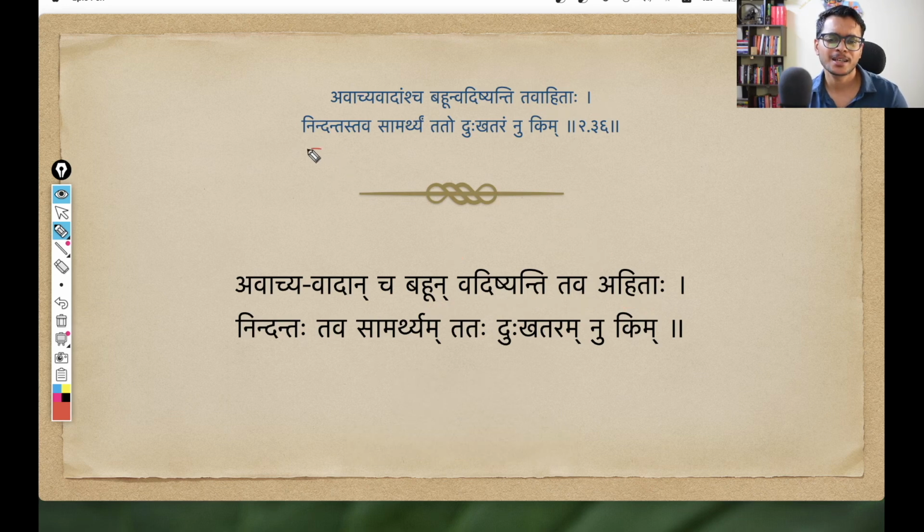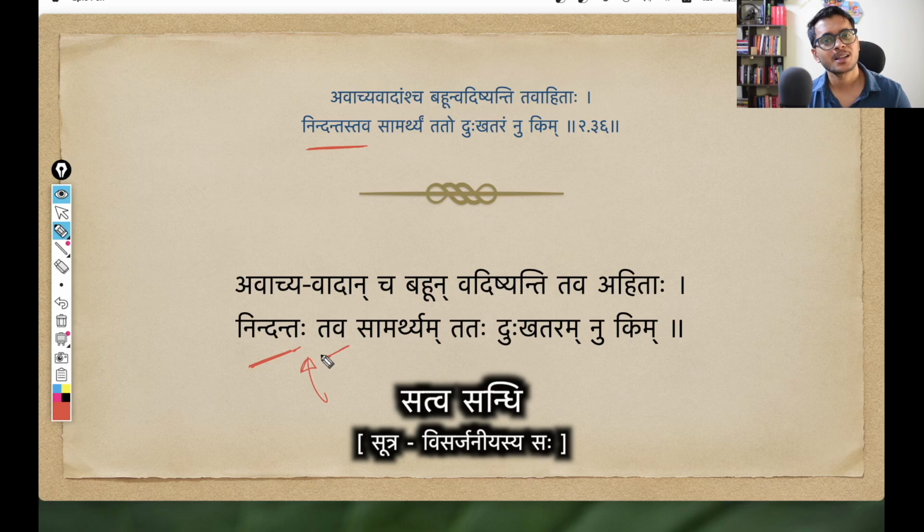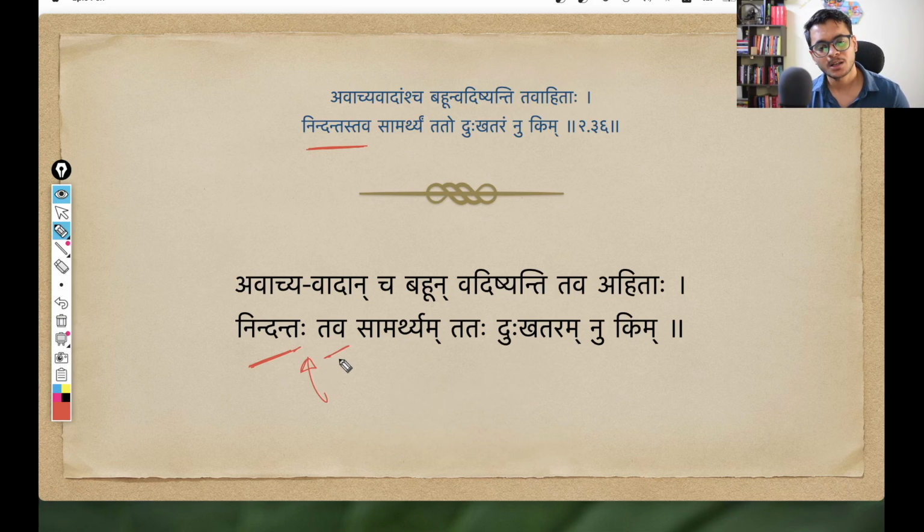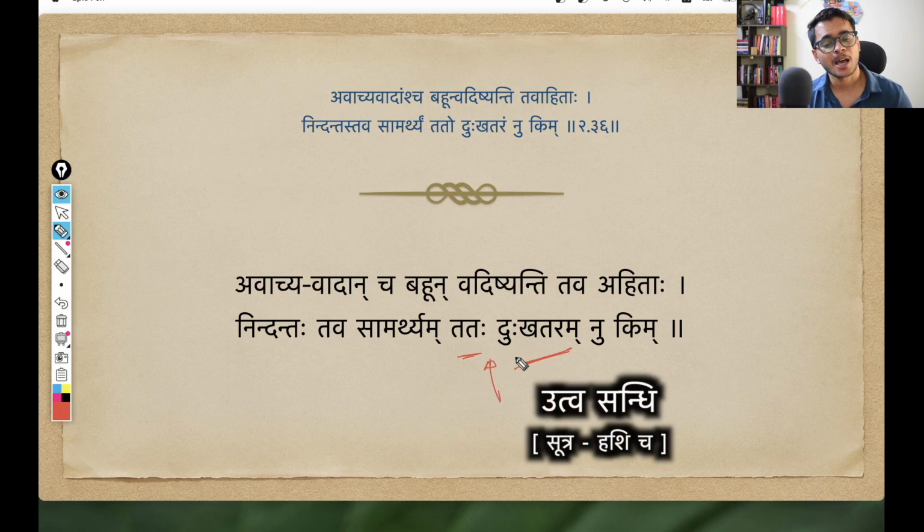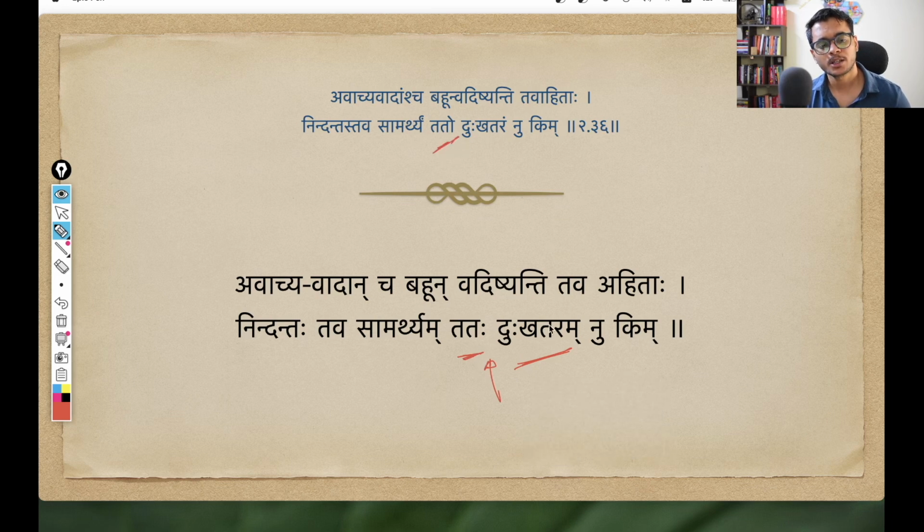Then in the second line you can spot this pada, nindantastava. Here also there are two padas, nindantaha and tava. Very easily you can spot the sandhi here. It is a sakara sandhi, sattva sandhi. So nindantaha tava combines as nindantastava, the visarga getting replaced with the sakara. Then if you further move on, we have these two padas, tataha dukhataram. Here an ukara, utva sandhi is happening, due to which tataha changes into tato. So tataha dukhataram becomes tato dukhataram. This is ukara utva sandhi.